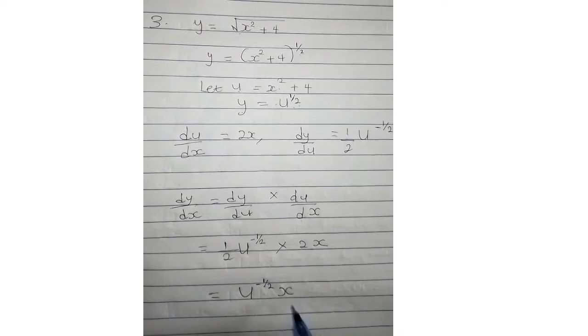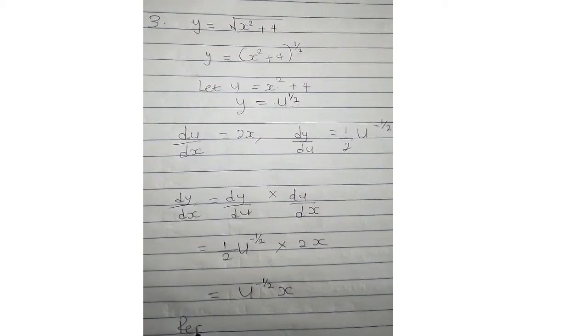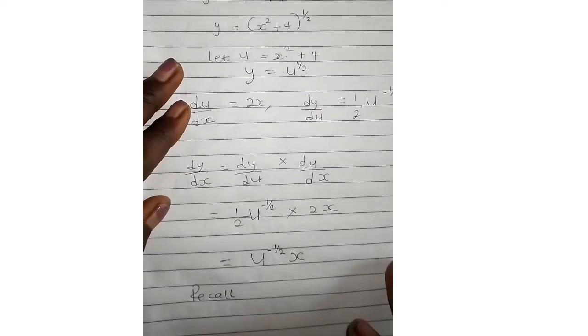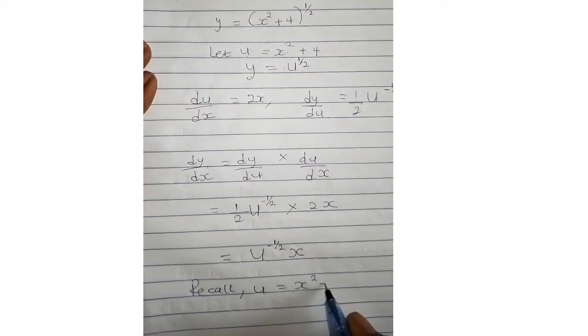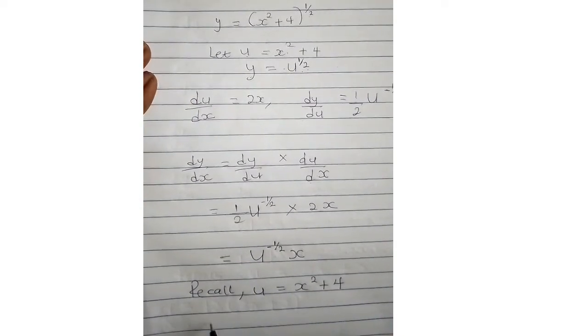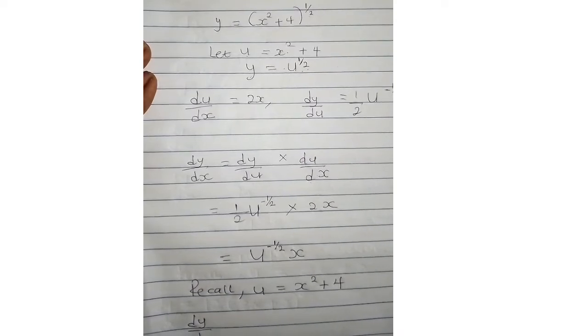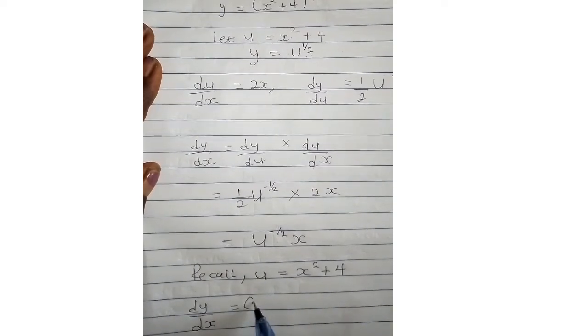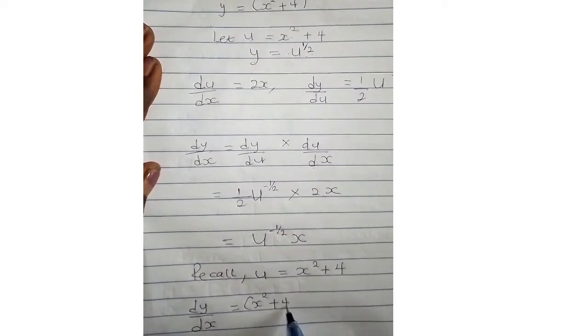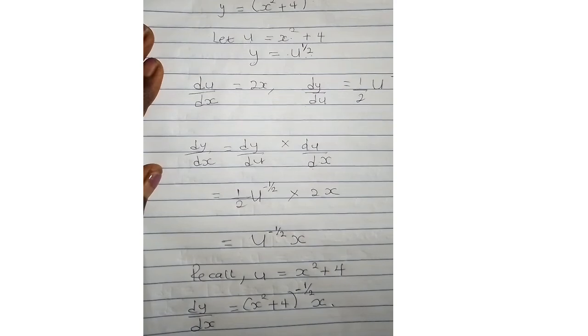So we're going to have u raised to the power of negative 1/2 times x. But we should recall that u is equal to x squared + 4. So therefore dy/dx is given as (x squared + 4) all to the power of negative 1/2 times x. So this is the answer when you solve for this.